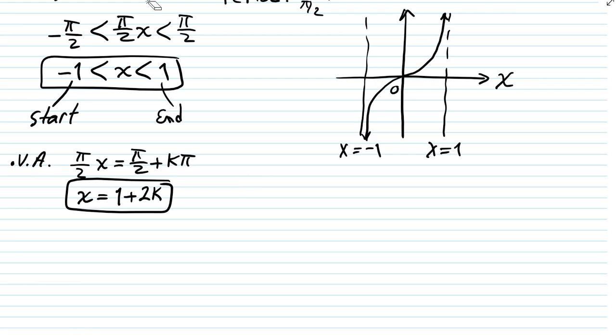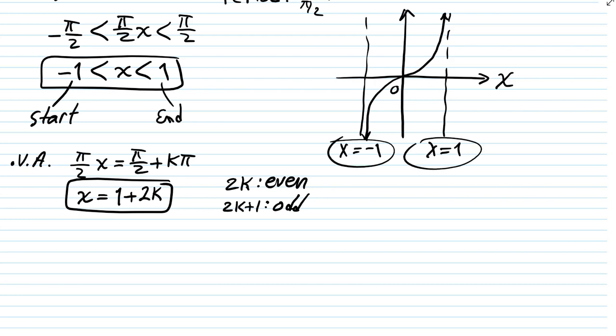Now, 2k plus 1, remember k is an integer. 2k is always even, isn't it? Multiply by any integer, 2k would be even. When you add 1, 2k plus 1 therefore is always odd. So what this is telling me is that the vertical asymptotes occur at odd numbers. And there you go, -1, 1. The next ones will be at 3, 5, 7 on the positive side, and -3, -5, and so on on the negative side.